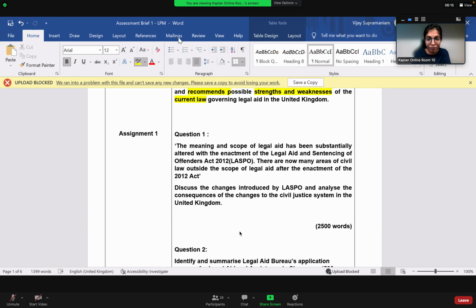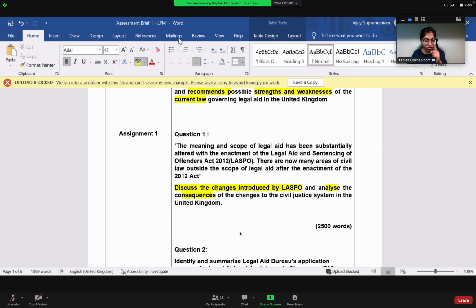So maybe you can start doing independent research. You have to start identifying the criticisms, the strength of this 2012 Act. Doing advanced independent reading on this legislation would not hurt, right? So now if you look at the question, it says that, firstly, discuss the changes introduced by LASPO, and then you must analyze the consequences. So analyzing the consequences is where you are going to discuss the pros and the cons of this 2012 legislation. All right?